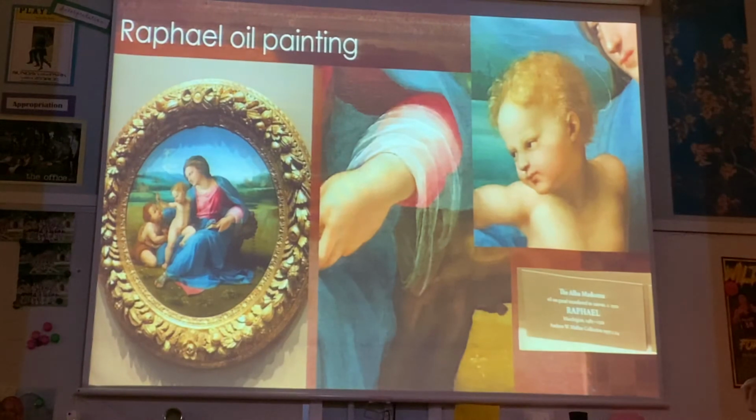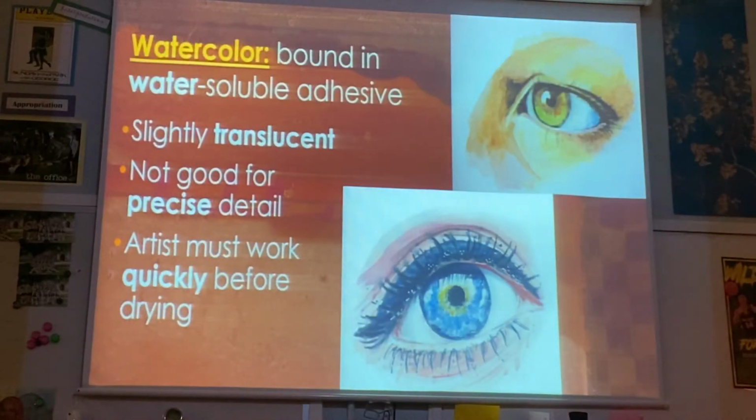This is a Raphael oil painting, and the oil paint is so translucent, like you can see through the sleeve on her shirt, and the skin is just perfect, and you can see almost each individual hair. Super interesting to look at.